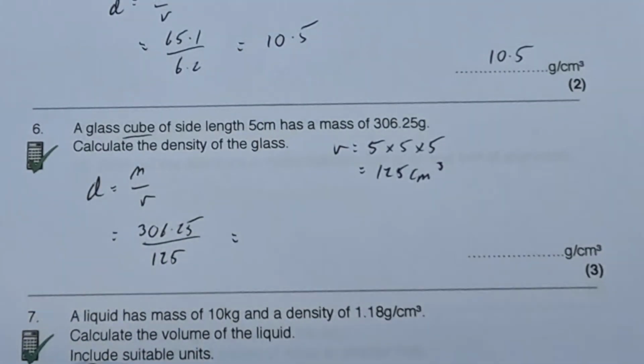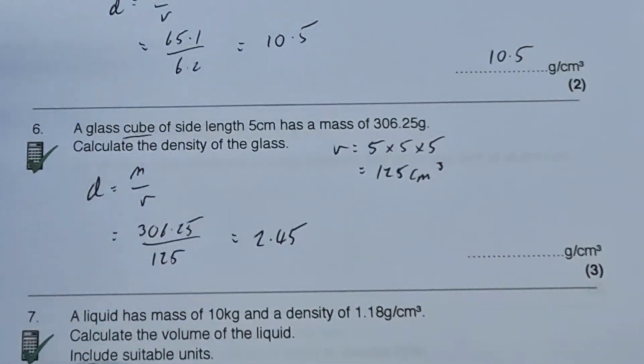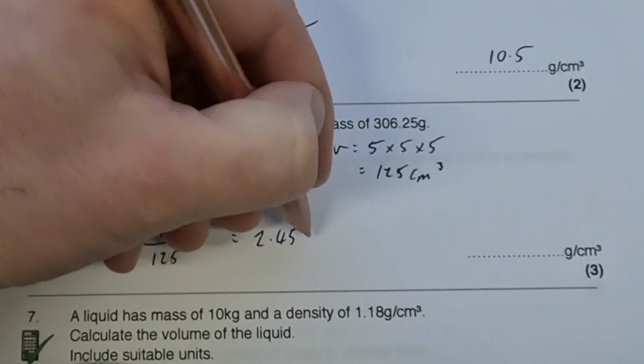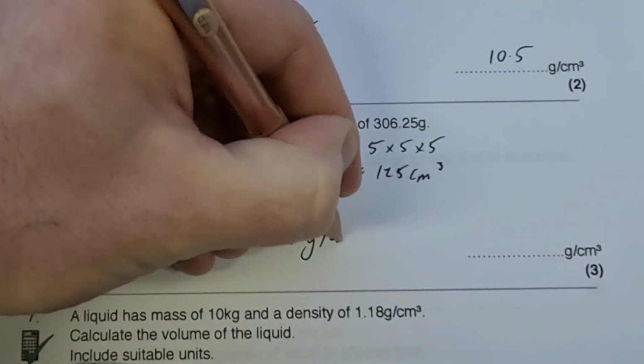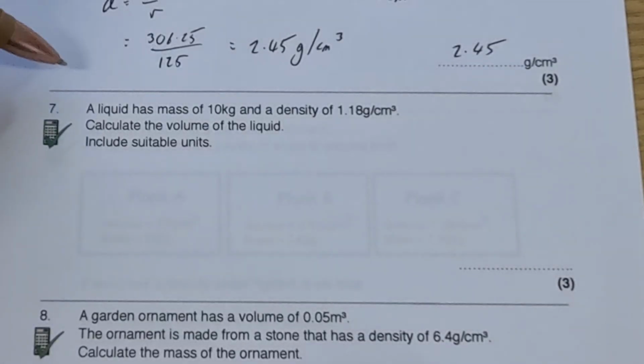So let's do that. 306.25 divided by 125 is equal to 2.45. So that means each centimeter cubed of this glass has a mass of 2.45 grams. So the density is 2.45 grams per centimeter cubed. Okay, so let's have a look at our next question, question number 7.